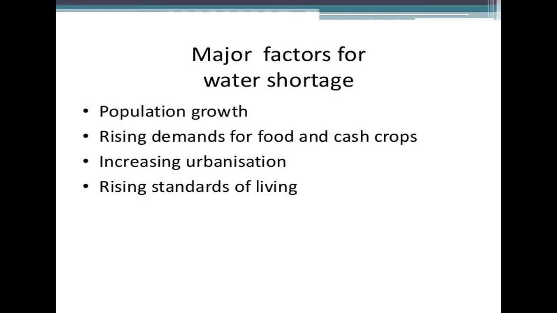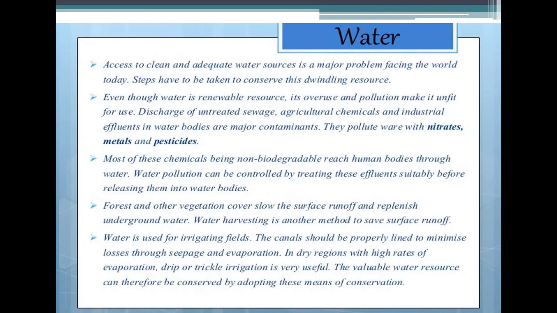Then we have increasing urbanization. Increasing urbanization also leads to the shortage of water, as day by day different kinds of industries or factories are developing. In industries and factories also, water is required. A huge amount of water is required. Rising standards of living. The rising standards of living is also one of the major factors behind the shortage of water. So these are some of the factors which lead to the shortage of water.